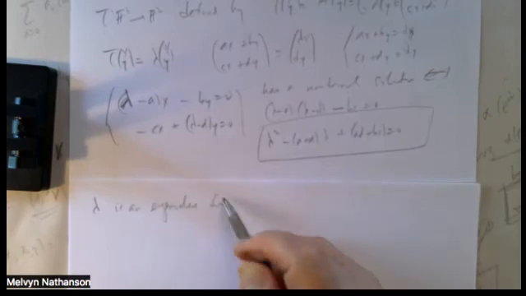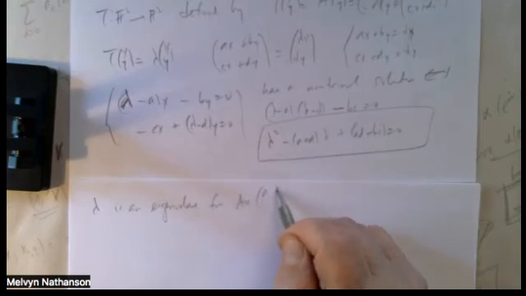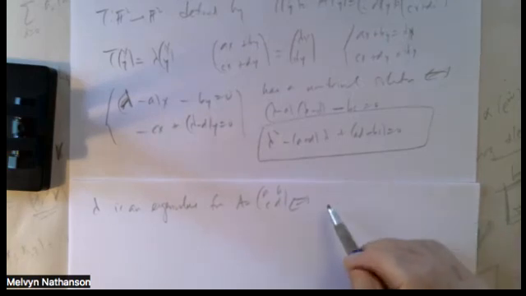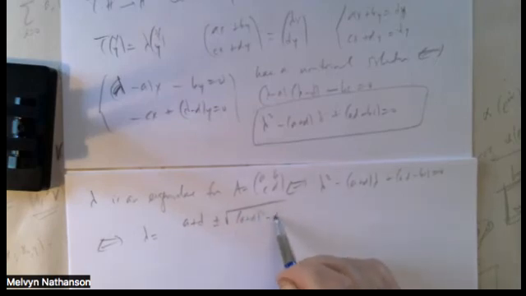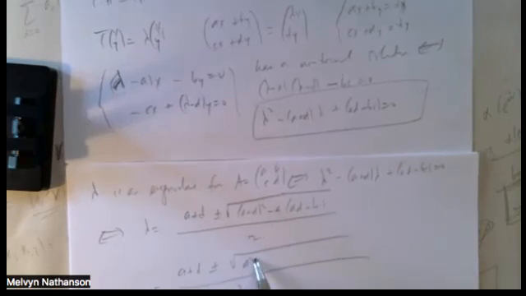lambda is an eigenvalue for the matrix A, B, C, D if and only if lambda is a root of the quadratic equation, and we know what the root of a quadratic equation is: if and only if lambda is minus b plus or minus the square root of b squared minus 4ac over 2 times 1, which is A plus D plus or minus the square root of A squared plus 2AD plus D squared minus 4AD plus 4BC. 2 minus 4 is minus 2.